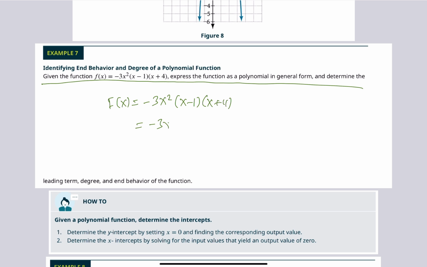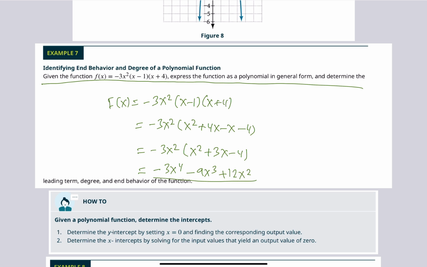We have negative 3x squared. You keep it as it is. You work on this. We have x squared plus 4x minus x minus 4, which is x squared plus 3x minus 4. You distribute the negative 3x squared, and you get negative 3x^4 minus 9x^3 plus 12x^2. And that's it. This is simply your polynomial function in general form.